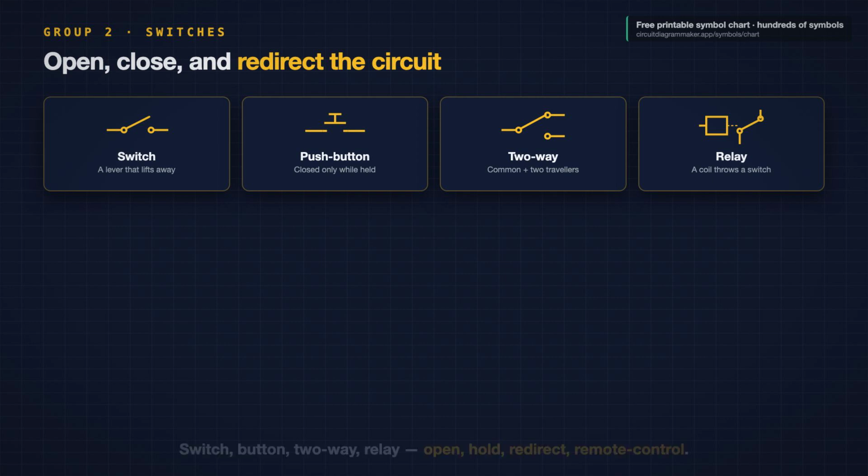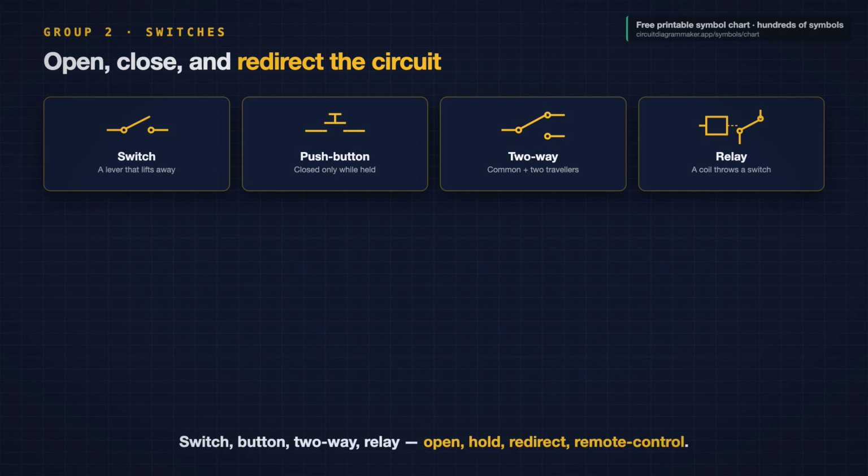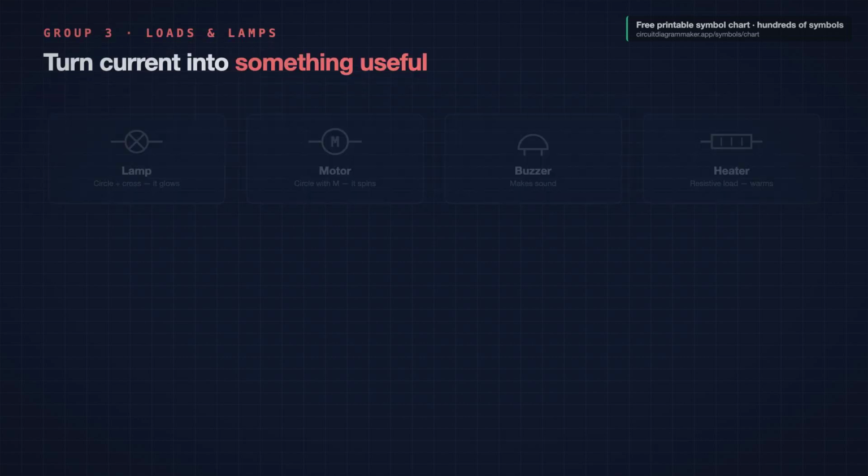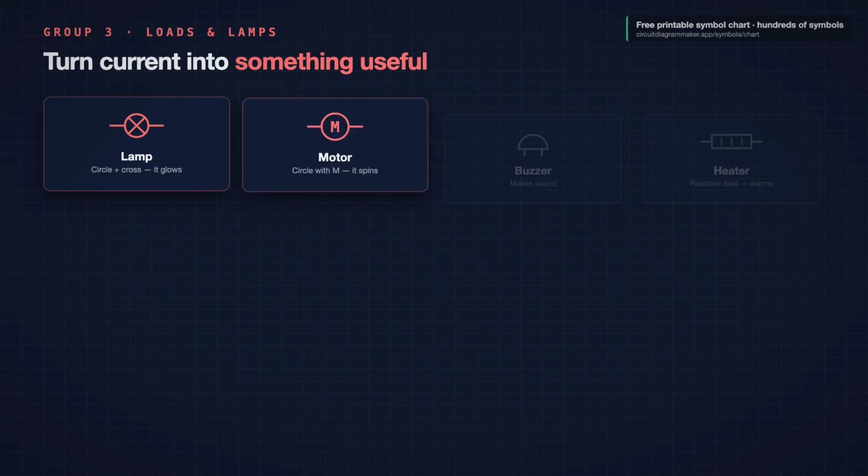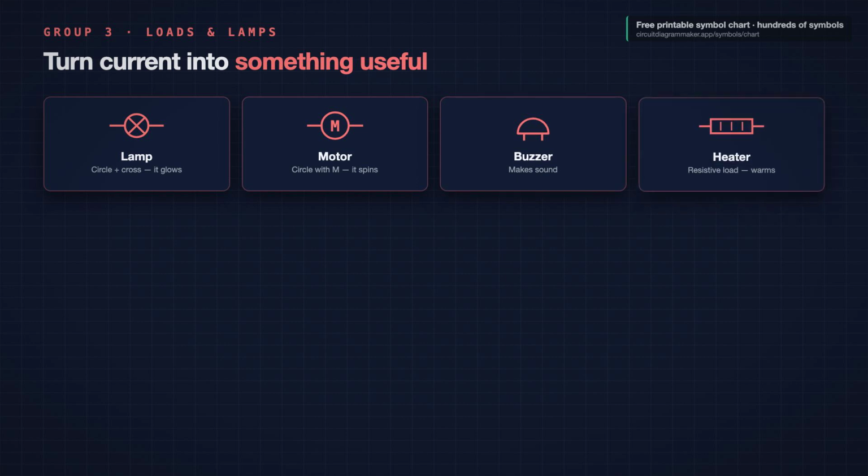Group 3, the loads and lamps. These turn current into something useful. A lamp is a circle with a cross, or a circle with a loop. It glows. A motor is a circle with a capital M. It spins. A buzzer or bell makes sound. And a heater, or any resistive load, is often just a rectangle. Lamp glows, motor spins, buzzer sounds, heater warms. The output side of every circuit.